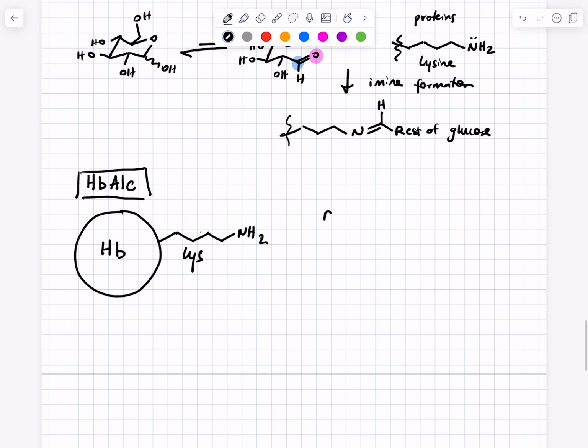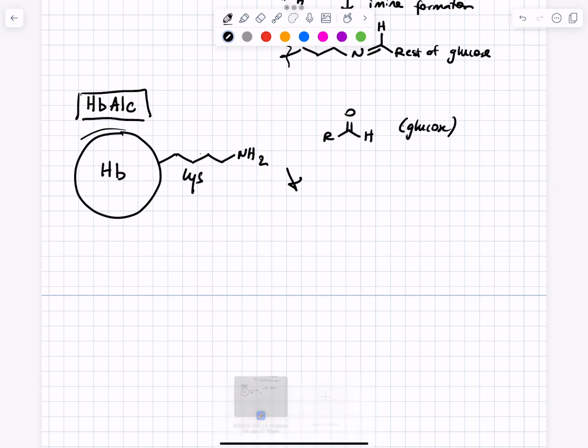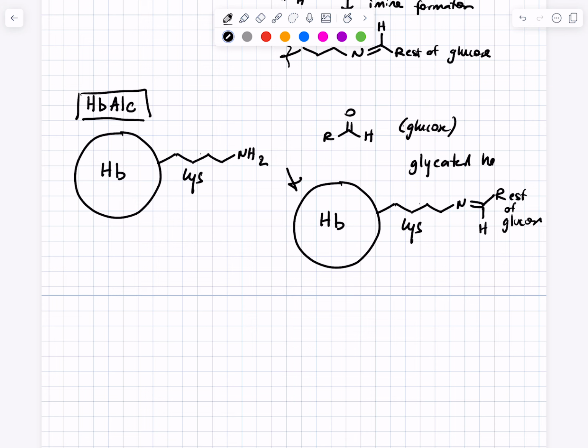What did you just learn about glucose? Glucose is an aldehyde, or it equilibrates with an open chain form aldehyde. And that glucose can form an imine with your hemoglobin, and the doctor has a way of measuring the extent to which that happens. If you want to know more about that, that's an issue of analytical chemistry and also biochemical assays. But when your doctor's looking for HbA1c, they're really looking for this, and this is called glycated hemoglobin.